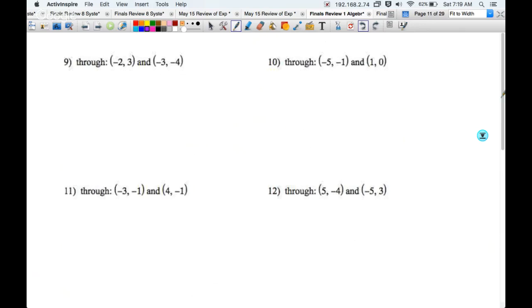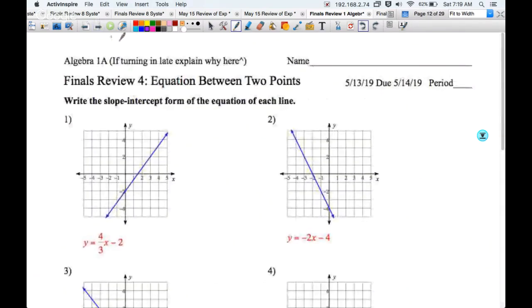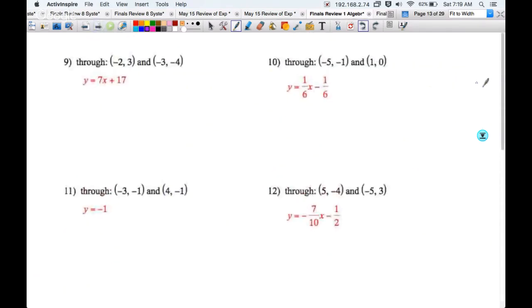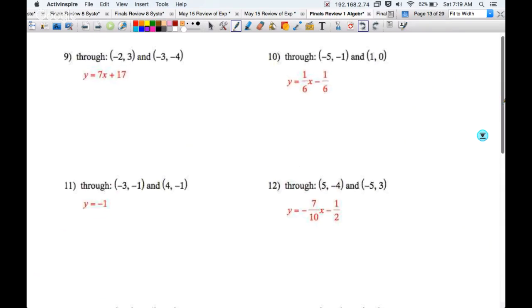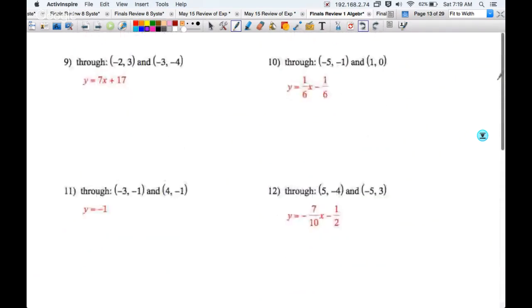All right, then we just got a bunch more of these. Let's take a look at the answer key, see if that makes me want to do one of these. Maybe number 11, because it's kind of interesting.